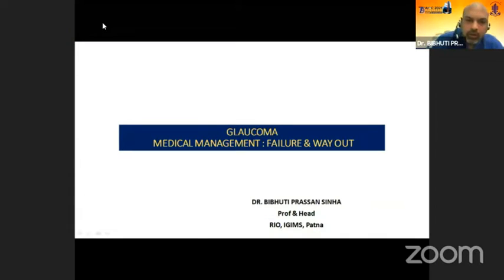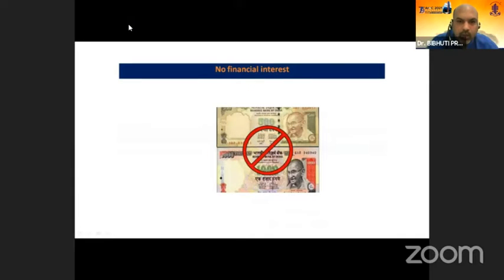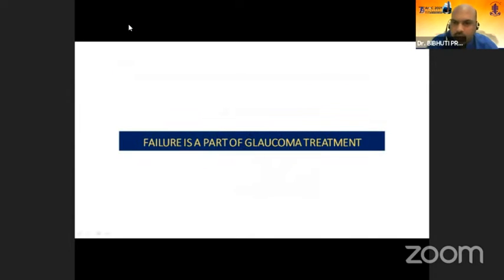I'll be talking on glaucoma medical management failures and the way out. Once we diagnose these patients, we start the treatment protocol. Still, we will see a lot of failures during the treatment life of the patient. I have no financial interest in any of the products mentioned here.